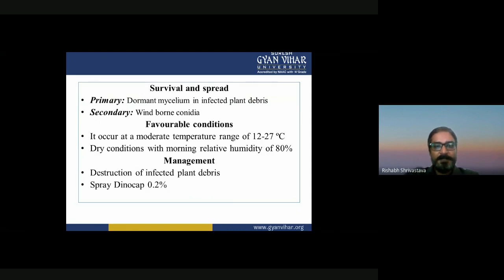Survival and spread. Primary: dormant mycelium in infected plant debris. Secondary: wind-borne conidia. Favorable conditions: it occurs at a moderate temperature range of 12 to 27 degrees Celsius, with dry conditions and morning relative humidity of 80%. Management: destruction of infected plant debris and spraying of Dinocap at the rate of 0.2%.